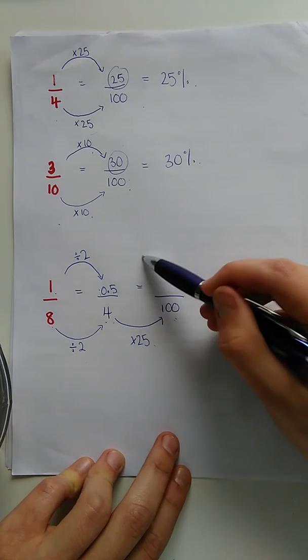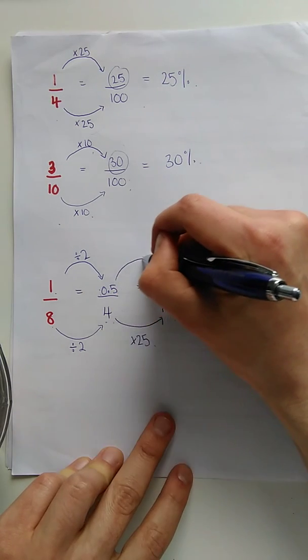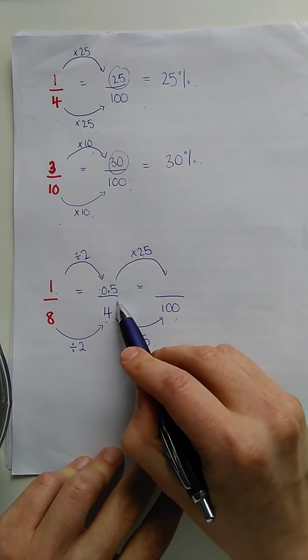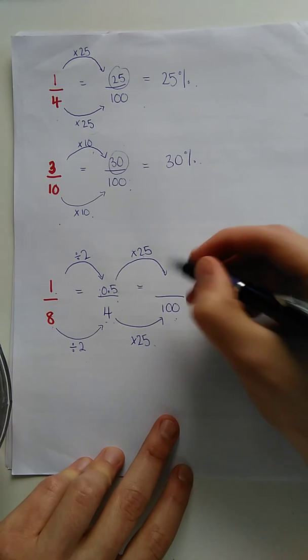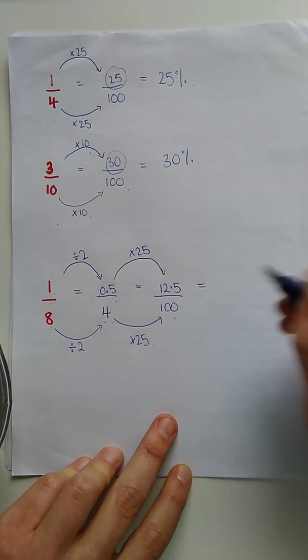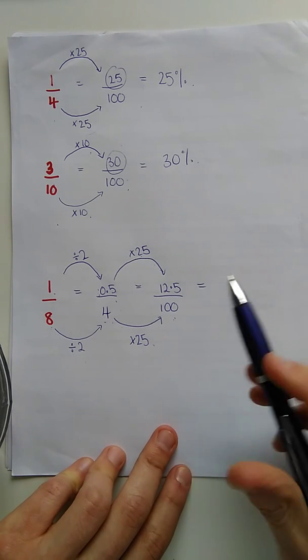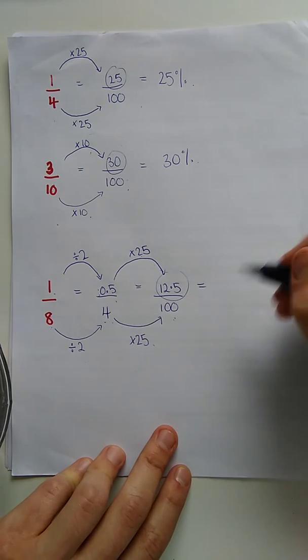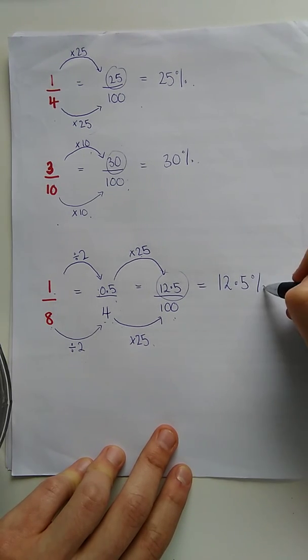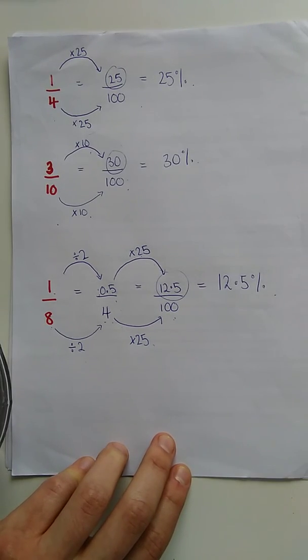Whatever I do to the bottom, I must do to the top. So I have 0.5 times 25, which is 12.5. So I have my fraction over 100. So as a percentage, this is 12.5%.